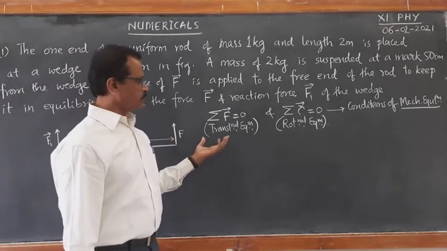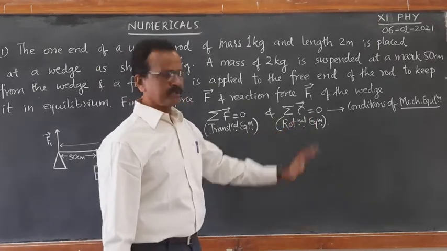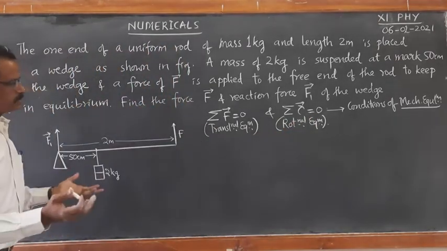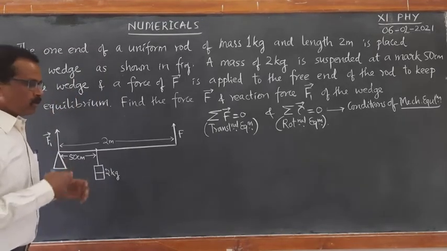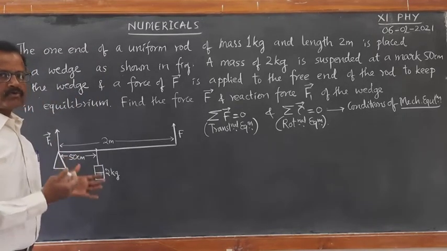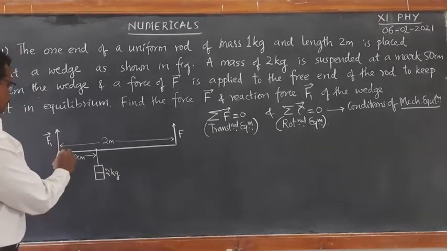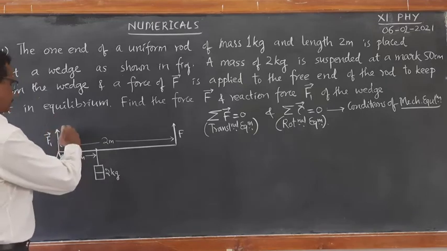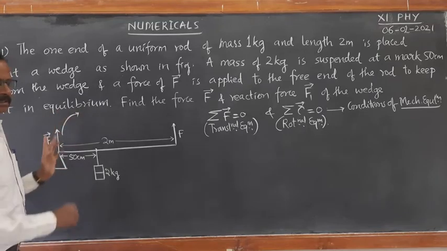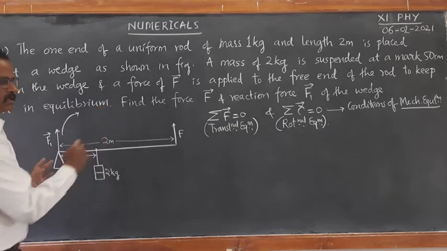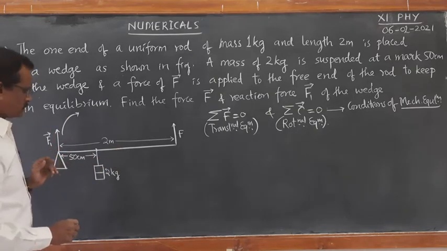So, first we will apply the condition of rotational equilibrium, that is net torque must be equal to 0. Net torque equal to 0 means the sum of the clockwise torques must be equal to the sum of the anti-clockwise torques. Look at this force F1. The force F1 is acting vertically upwards. So, the clockwise torque is F1 into the perpendicular distance from the center of gravity.